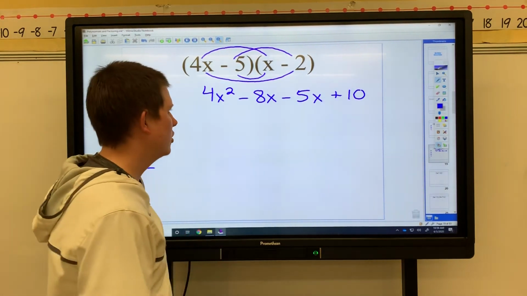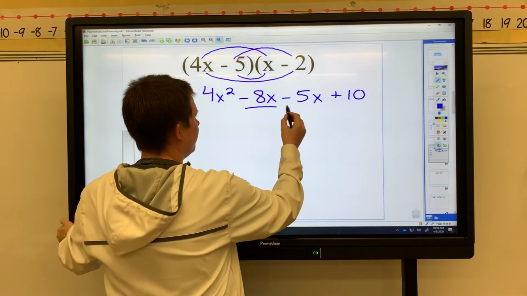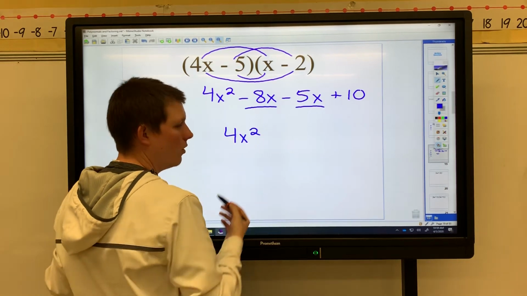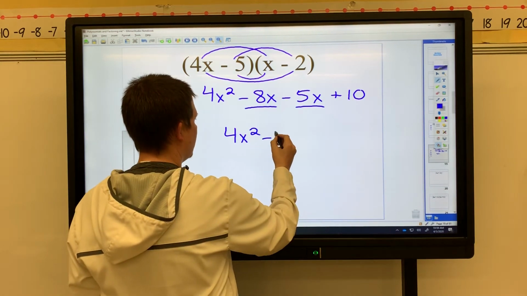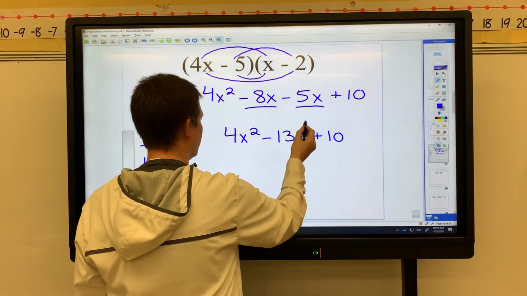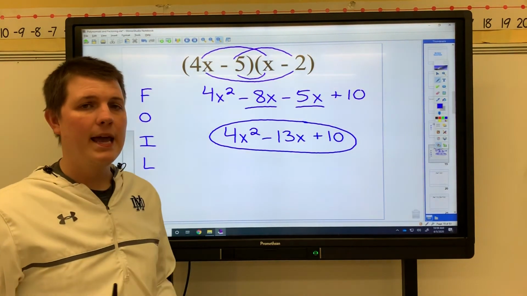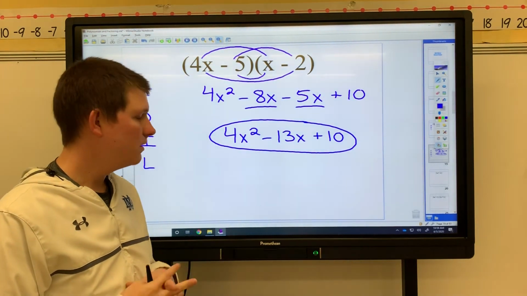Now we combine our like terms. As I said on the last example, those will typically be the two in the middle. 4x to the second comes down because there are no other x to the seconds. There's no like terms. Negative 8 and negative 5 is negative 13 plus 10. There are no more like terms, and it is in order by degree, so this is my final answer. Let's do one more.